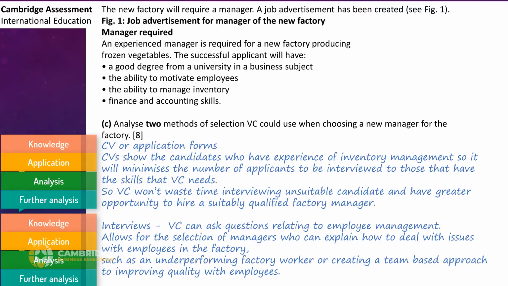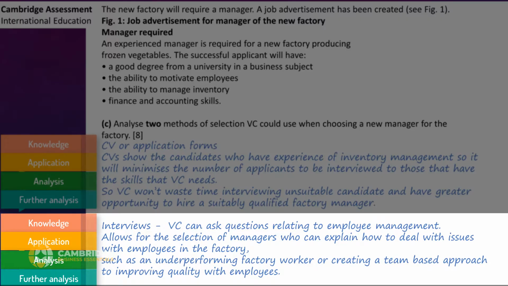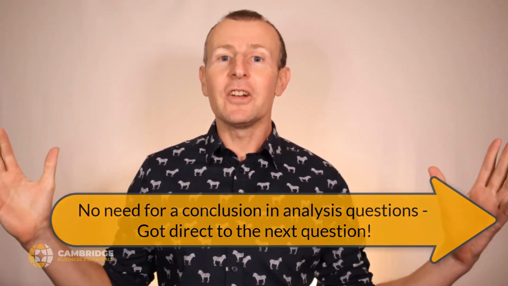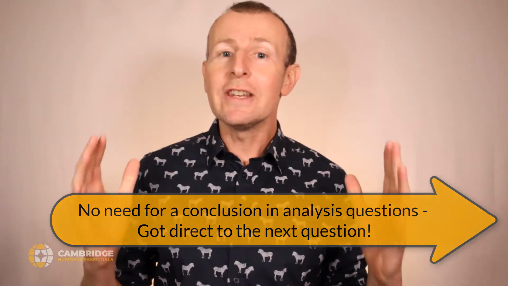So, VegCan can ask questions relating to employee management, and this allows for the selection of managers who can explain how to deal with issues with employees in the factories, such as the underperforming factory workers, or creating a team-based approach to improving quality with employees. And that's it for analysis questions. There's no need for a conclusion.